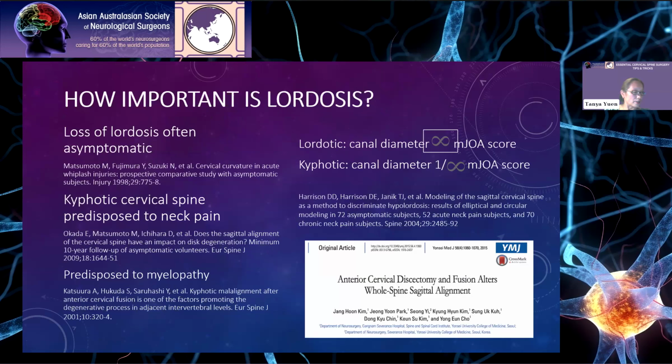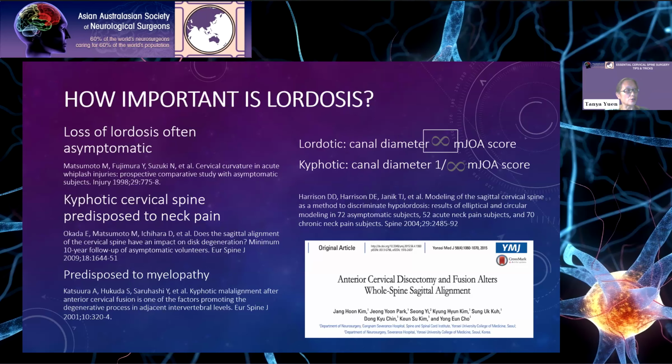Is the non-lordotic cervical spine pathological? I think it's inconclusive. There was a study where patients with whiplash injuries were also shown to have similar cervical spine alignments compared to those who are asymptomatic. So this suggests that a loss of lordosis may not necessarily be the result of neck pain.